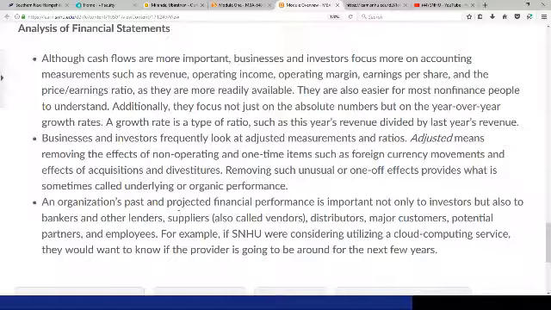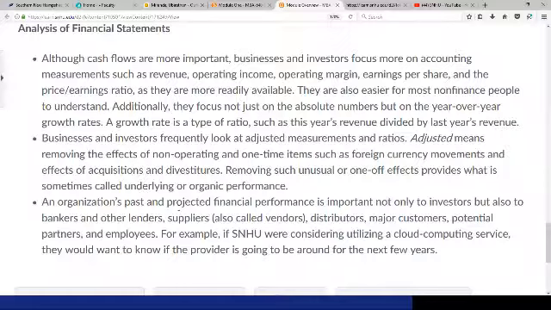Now, businesses and investors frequently look at adjusted measurements and ratios. What is adjusted? Adjusted means removing the effects of non-operating and one-time items such as foreign currency movements and effects of acquisitions and divestitures. Removing such unusual or one-off effects provides what is sometimes called underlying or organic performance. Basically, it's cleaning things up a bit, right? Removing certain things that only happen once, or an event that happened and could skew the rest of the performance data. So the best way is to clean that up and provide an adjusted financial statement. And that's good, no problem with it, as long as it is understood that this is adjusted.